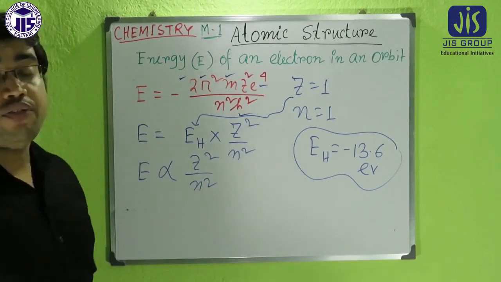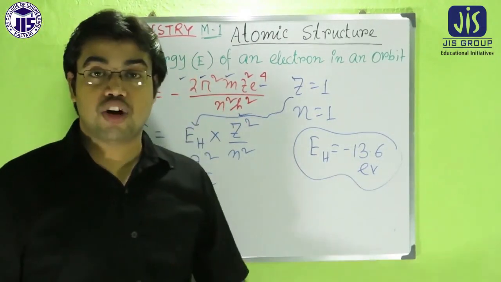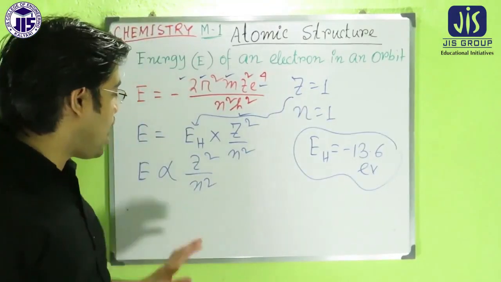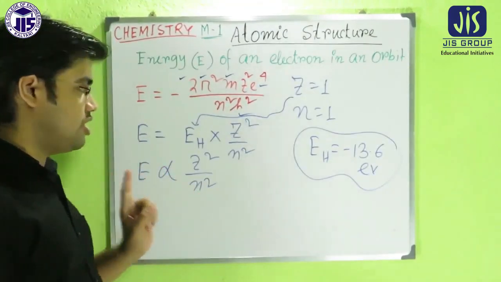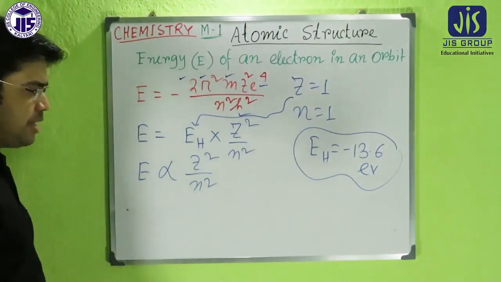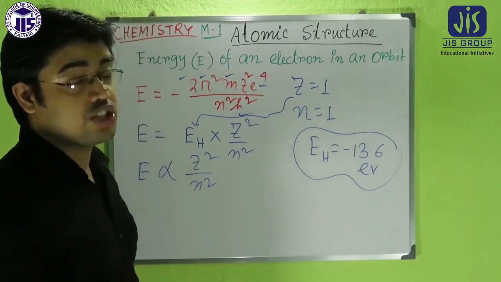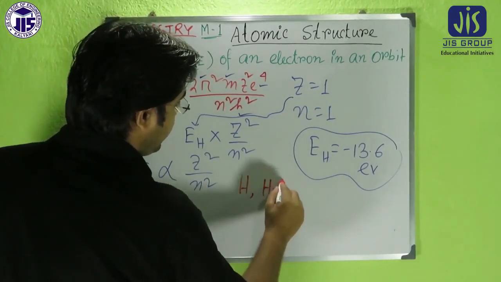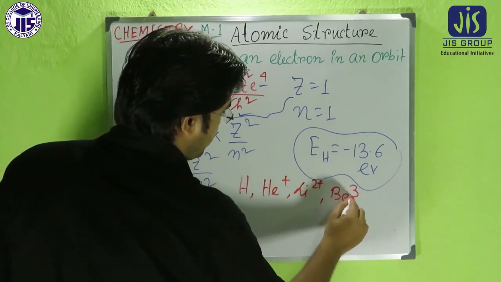So now if there is such a question where you have to compare the energy of the electrons for different one electron systems, then you simply have to keep in mind that relationship. I can give you one example also. Like the previous case, here you have to compare the energy of the first Bohr orbit in case of hydrogen, helium plus, lithium 2 plus, and beryllium 3 plus.